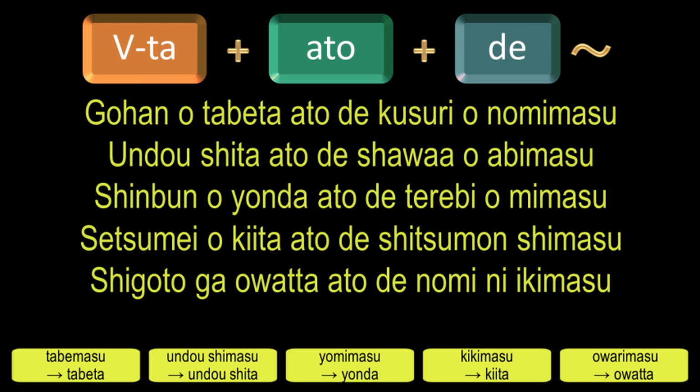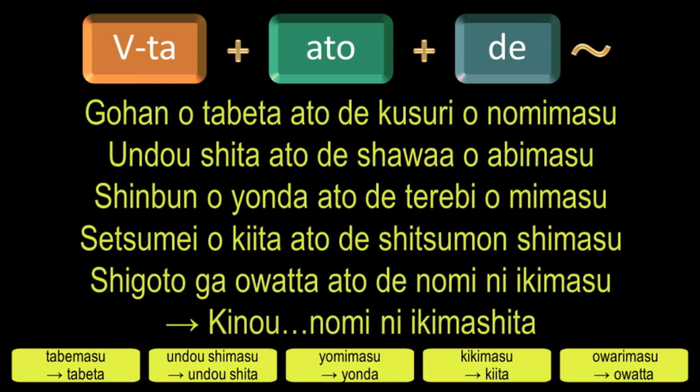Actually, atode is attached to the ta form even in case of past tense. Now, to say yesterday I went to drink after my work was over, in Japanese it will be kino shigoto ga owatta atode nomi ni ikimashita. Here, the last verb ikimashita, which is at the end of the sentence, shows that it is in past tense.